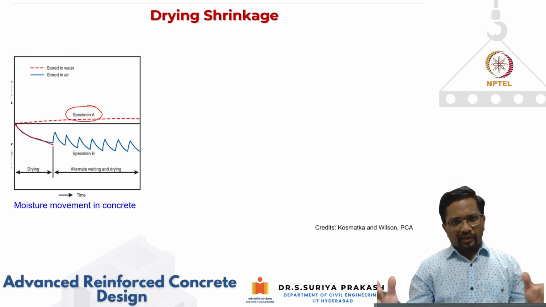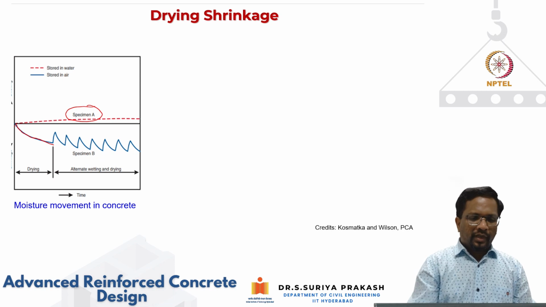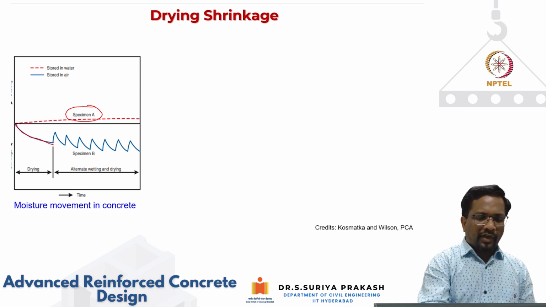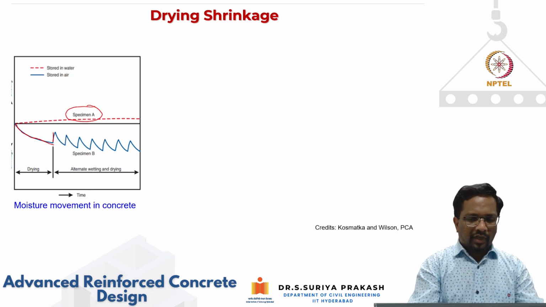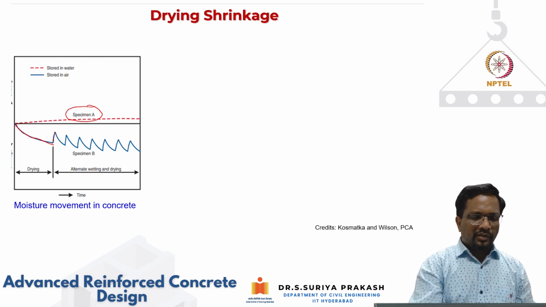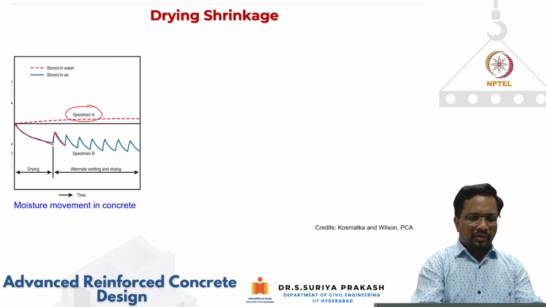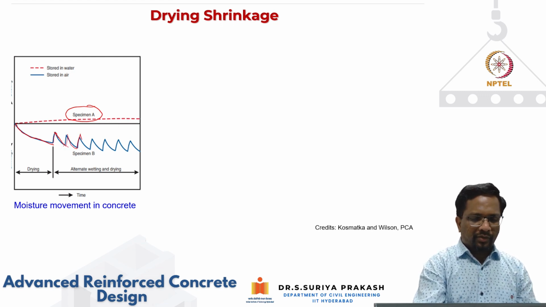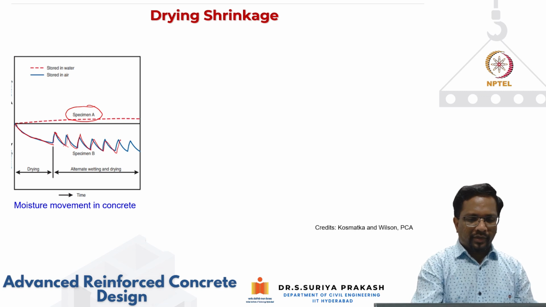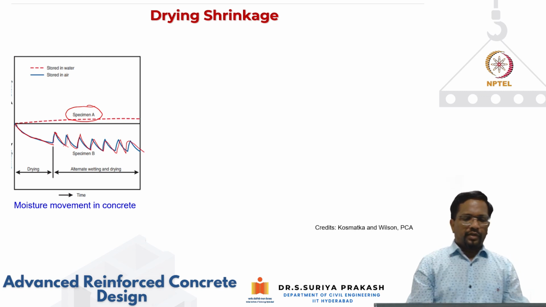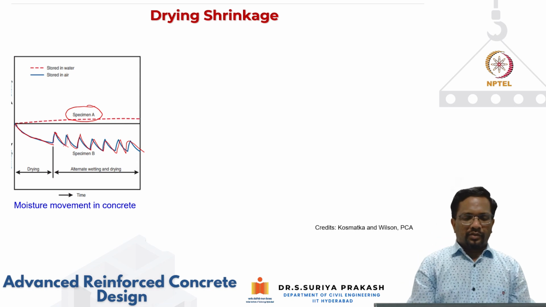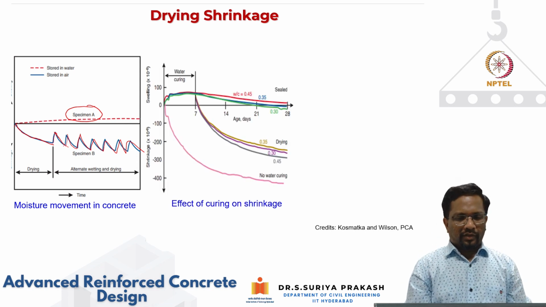So you can see here that it is going to shrink over a period of time. Because of shrinking, you're going to develop some shrinkage strain. Now when you do alternate wetting and drying, so when you wet again, this shrinkage will reduce. Then when you dry, shrinkage will increase again. Again when you wet, so this cycle keeps going. Okay, right? So this is alternate wetting and drying, and it is because of the moisture movement in the concrete.